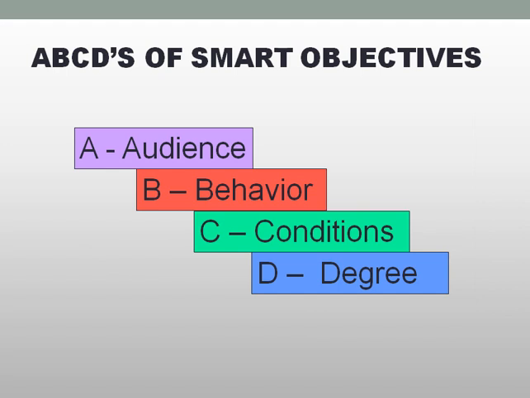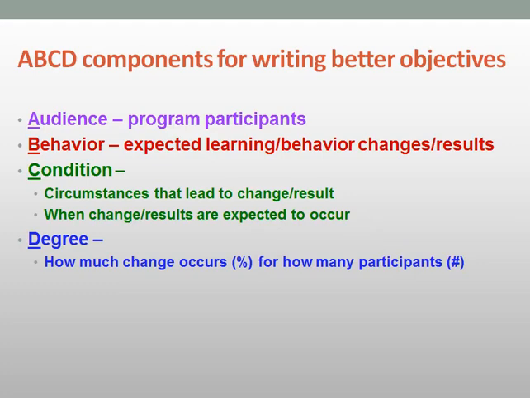Your SMART objective should include mention of an audience, behavior, conditions, and degree. So when developing your SMART objectives, think of these ABCD components. The audience, your program participants. The behavior, any expected learning or behavior changes or results. Condition, this includes circumstances that will lead to a change or a result, and when the change or result is expected to occur. Also consider degree.